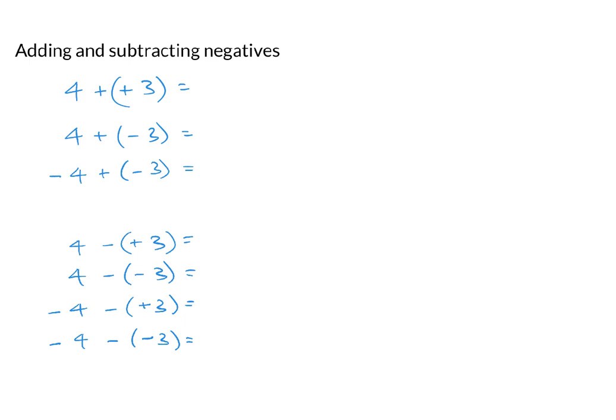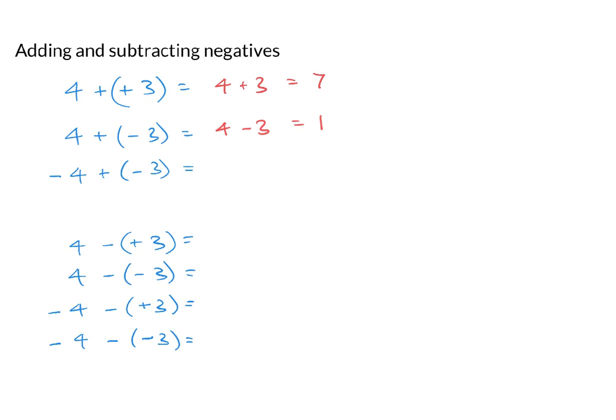So the first one, we have 4 plus positive 3. That is exactly the same as saying 4 plus 3, and 4 plus 3, as you should know, is equal to 7. With the second one, we have 4 plus negative 3. When we are adding a negative number, it's the same as just taking that number away. So we have 4 minus 3, and 4 minus 3 equals 1. So adding a negative is just taking the number away. It doesn't change if our first number is negative.